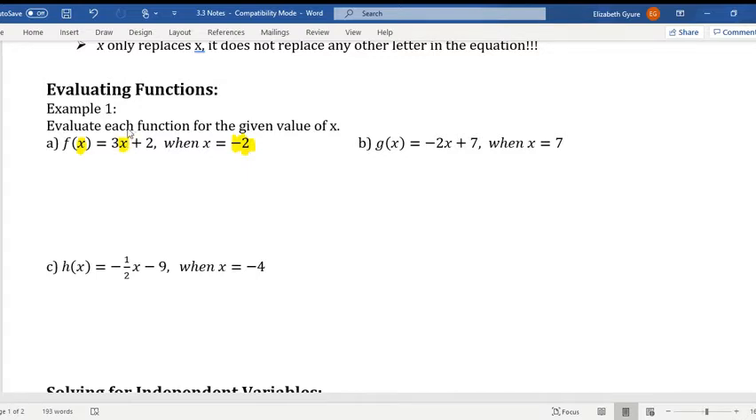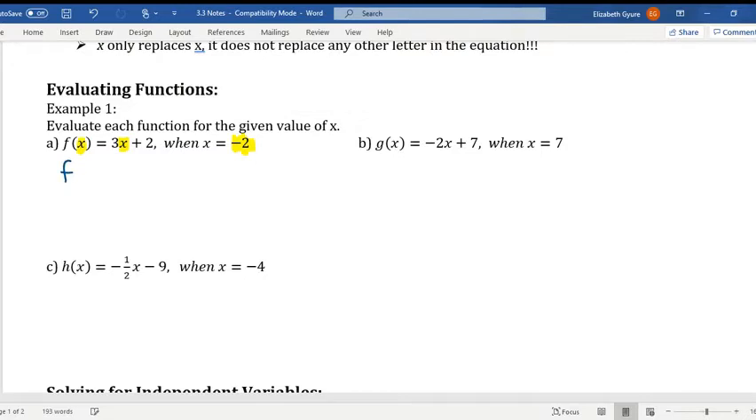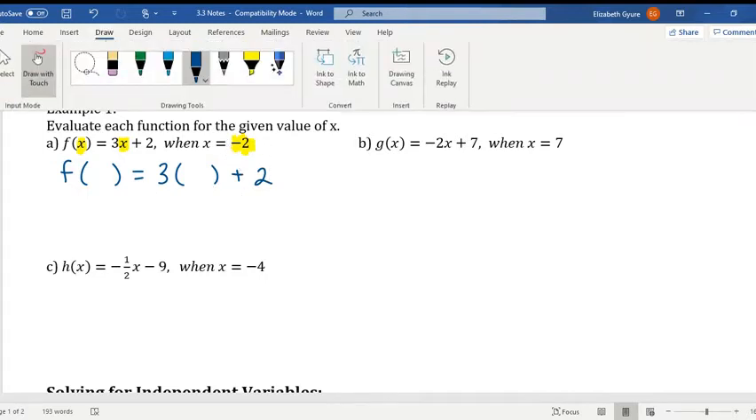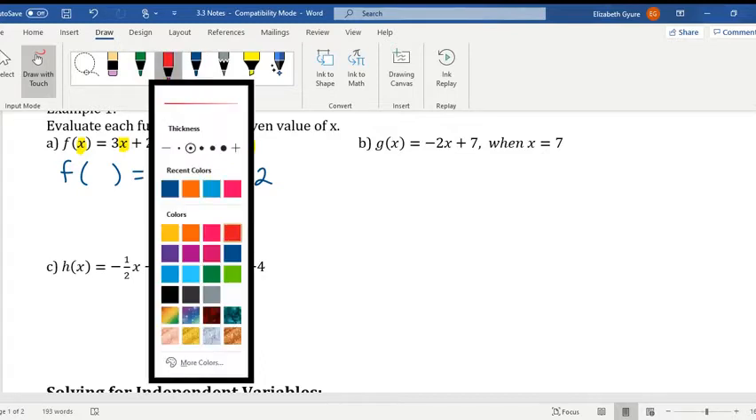So here's what we're going to do. We're going to follow the same strategy we did last class when we made our t-chart, where everywhere we saw x, we put an open set of parentheses. We're going to do that same thing again. So I'm going to have f, and then there was an x, so put an open set of parentheses, equals 3, and then there's an x, so put an open set of parentheses plus 2. Now, in those open sets of parentheses, we're going to plug in the value we were given, which is -2.